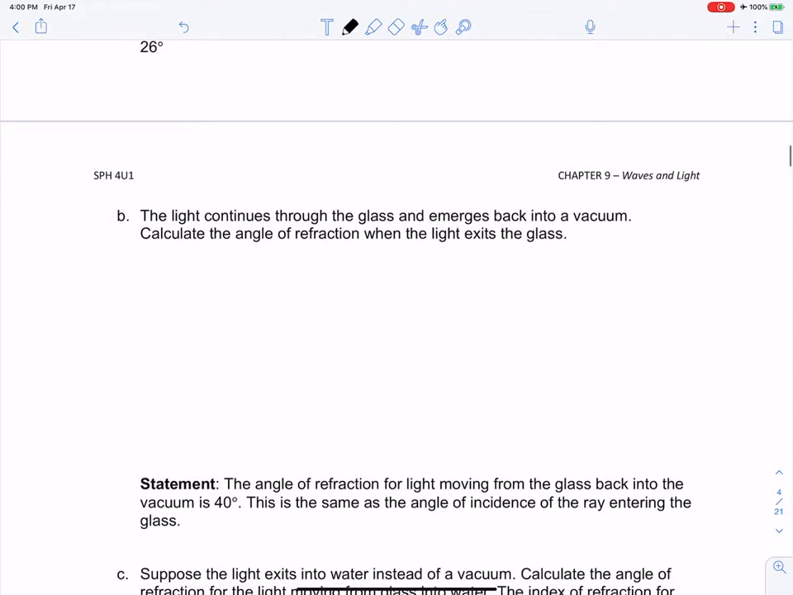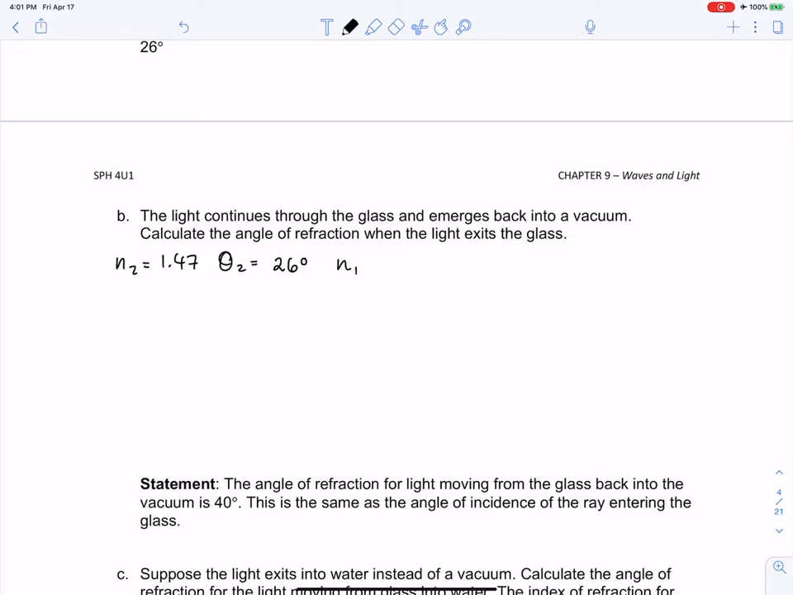In part B, the light continues through the glass and emerges back into the vacuum. Let's calculate the angle of refraction when light exits the glass. We know the index of refraction for glass is 1.47, and we know the angle of incidence onto the vacuum is 26 degrees. We just calculated that above.